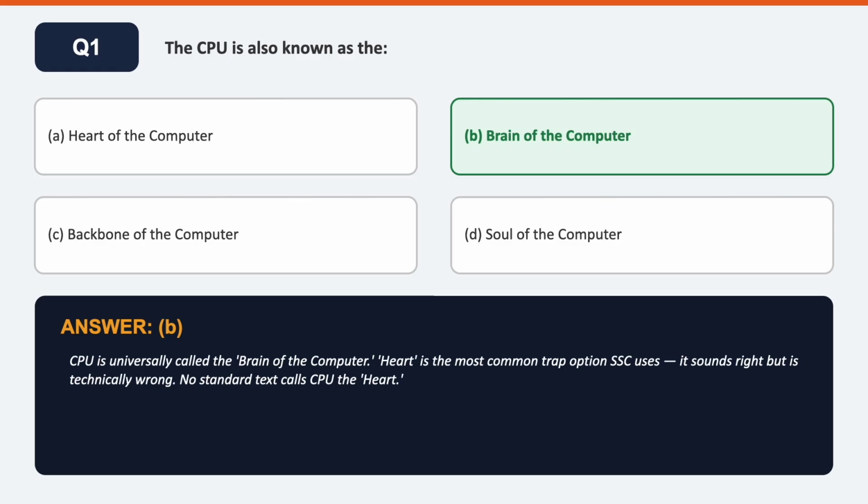The CPU is also known as the: A. heart of the computer, B. brain of the computer, C. backbone of the computer, D. soul of the computer. Answer B. CPU is universally called the brain of the computer. Heart is the classic trap option. No standard textbook uses the word heart for CPU.